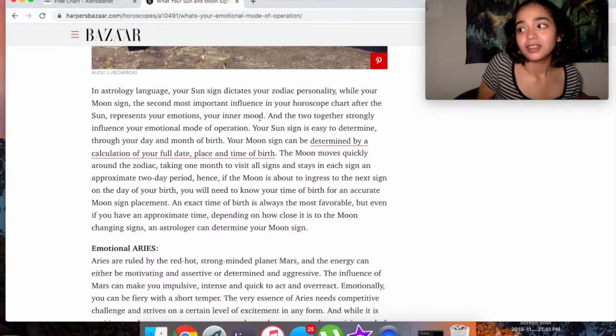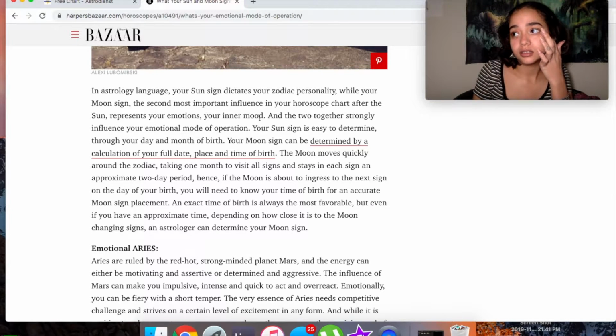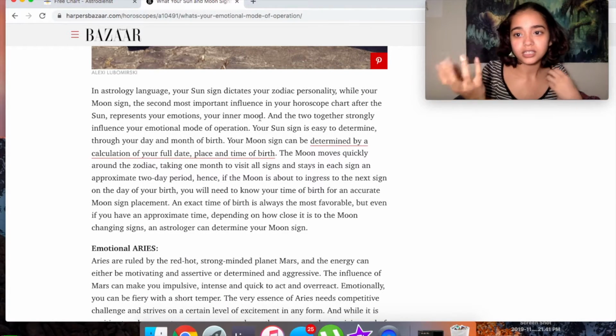So if we think about it in a physical way, the moon comes out at night and it's hidden. It's dark. It's like the dark side and the light side. Yin yang.